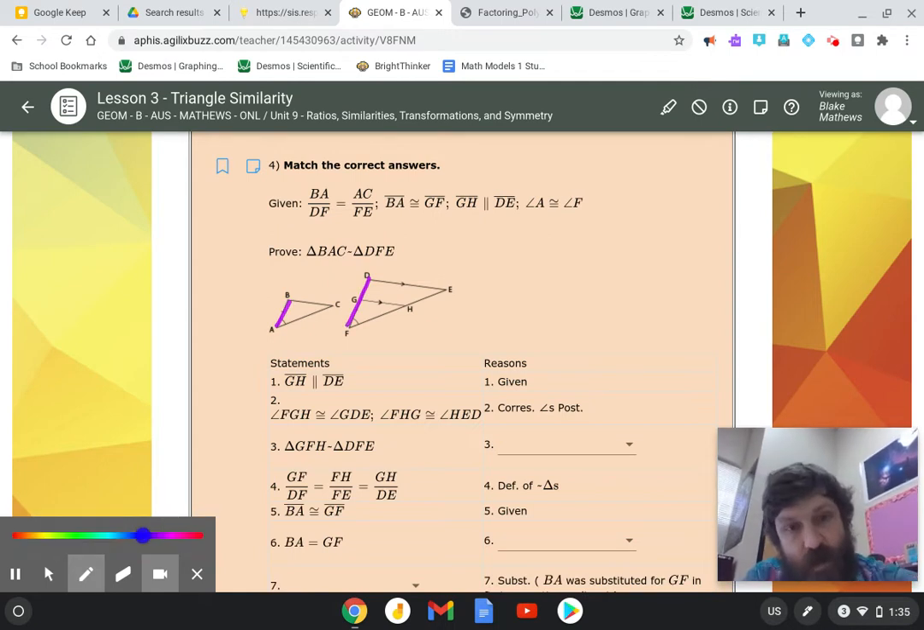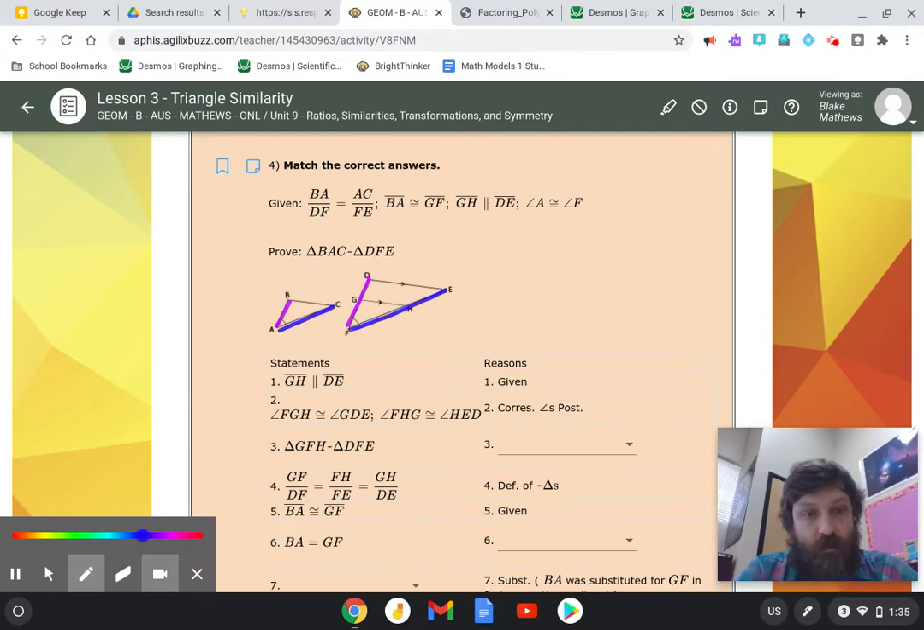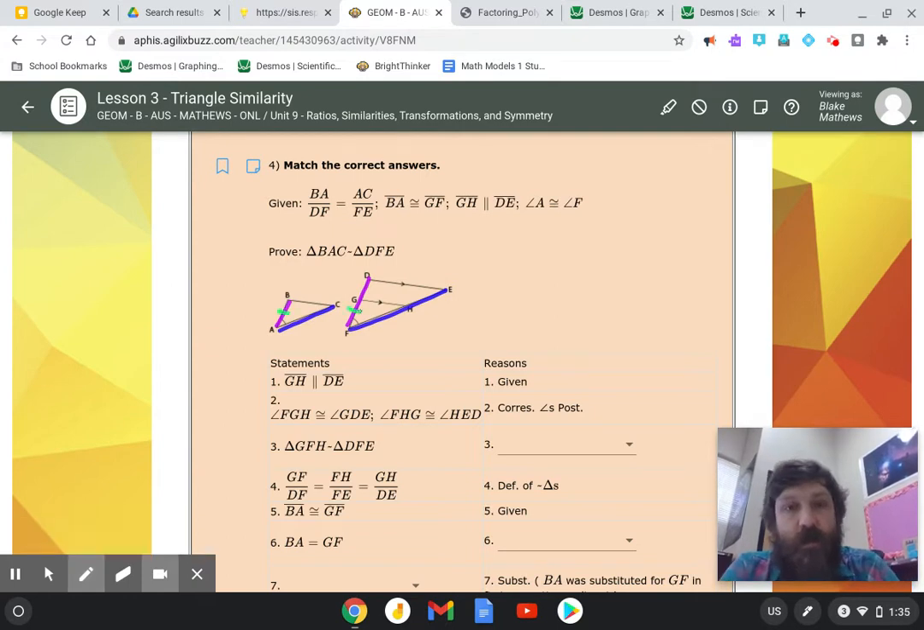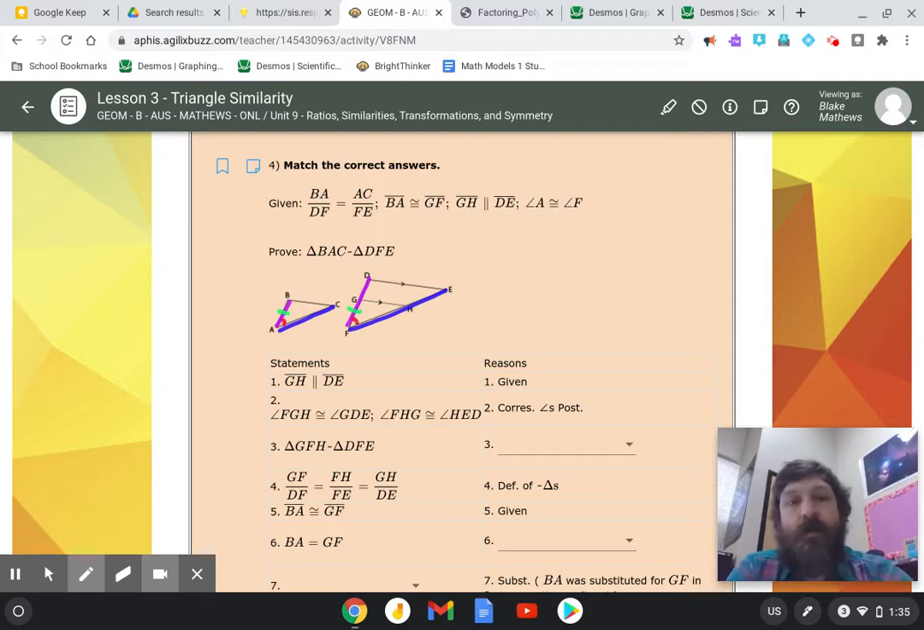AC and FE are proportional. And then we have that BA and GF are congruent. That's interesting. So that means this and this are congruent. And GH is parallel to DE. We see that drawn in there. And angle A is congruent to angle F. So let's just draw that in there. And we want to prove that the triangles are similar.